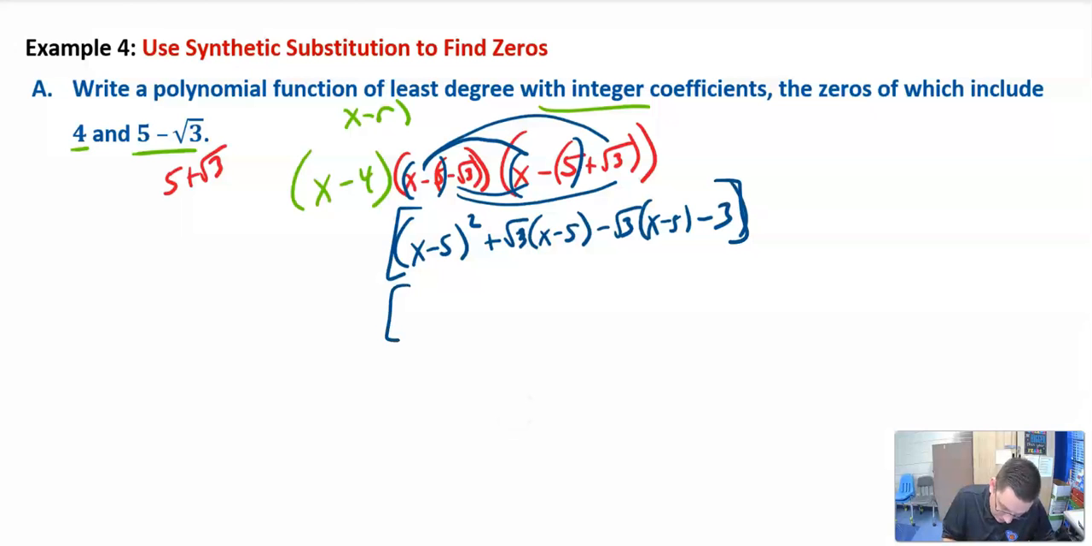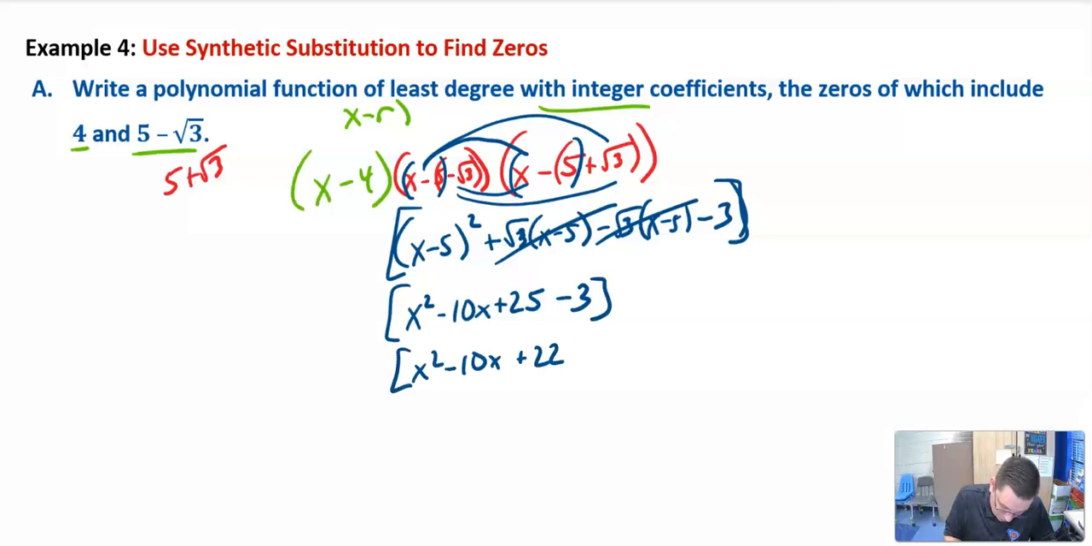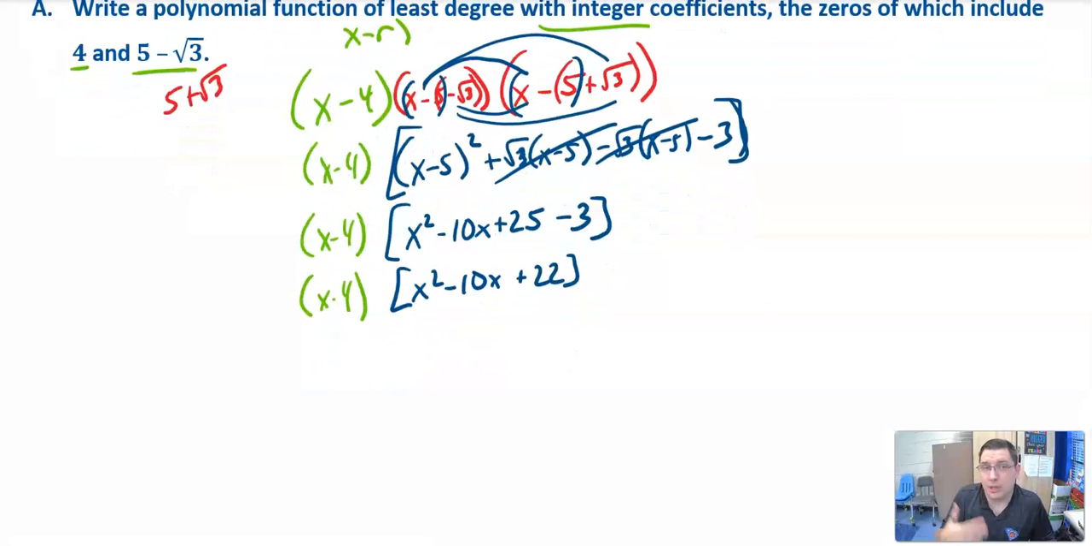We're going to simplify that. This squaring out, so x squared, this multiplied together times 2, so that's negative 10x. Square the back with a positive, plus 25. Positive square root of 3 times x minus 5, and negative square root of 3 times x minus 5. That all cancels. We get a minus 3 at the back. Close the parenthesis. So x squared minus 10x plus 22. We still have this x minus 4 that's been hanging out front. And so now we're going to finally deal with it and multiply it out.